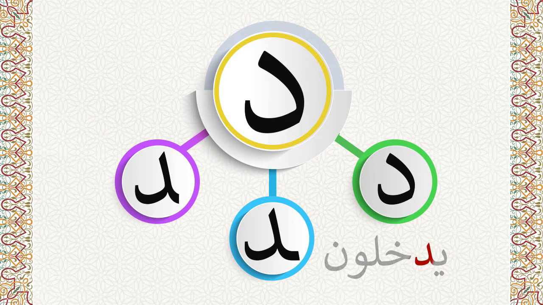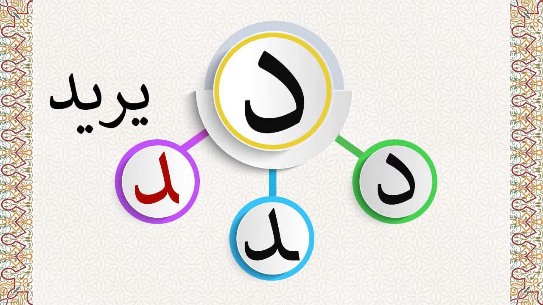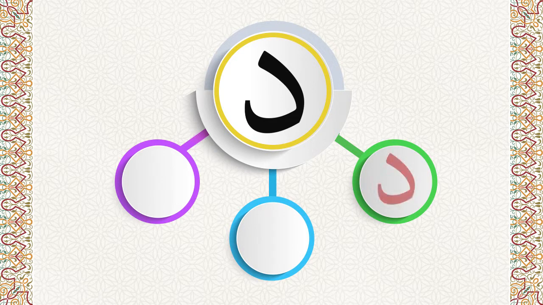And the third shape of the dal is at the end of the letter, for example yurid. This is the shape at the end of the letter of the dal. So these are the three shapes of the dal: beginning of the letter, middle of the letter and end of the letter.